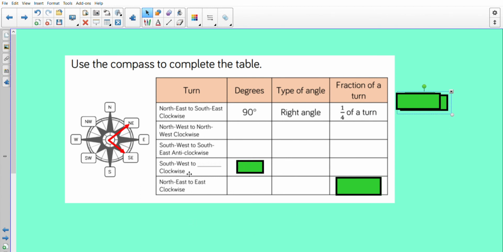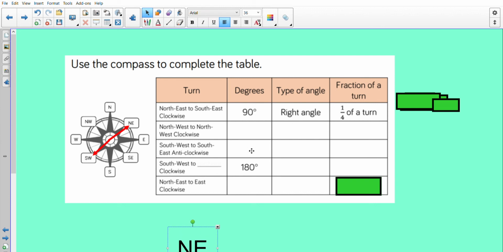We've got one here, southwest to something clockwise. Well, I'll help you with that because the answer's there. Southwest to something clockwise is 180 degrees. So 180 is a half turn. So a half turn, that person would end up at northeast, wouldn't they? So let's put that in there, because that will help you later. You'll be completing this table as part of your work.